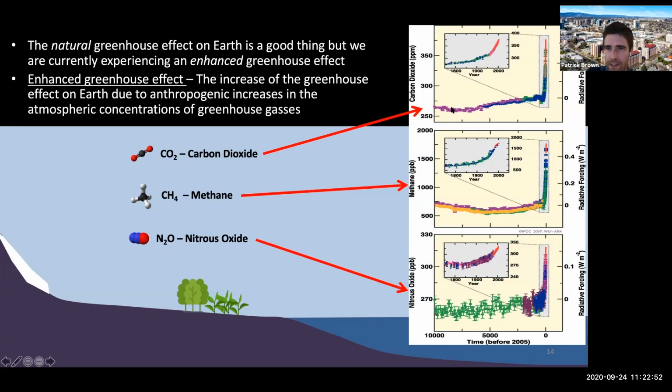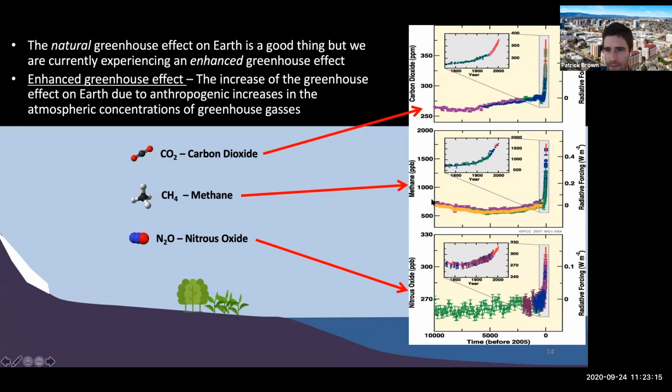So we talked about CO2 in pre-industrial times being about 280 parts per million. And this is going back 10,000 years to the present, so time before 2005. So 10,000 years ago, around 280 parts per million, very stable for a long period of time, and then spiked up, of course, when we started burning fossil fuels.